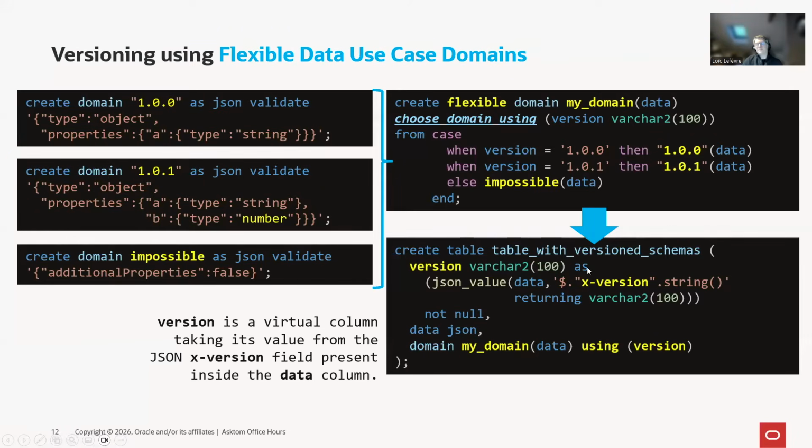You have your data that you will want to store within that table, and that's a JSON column. Within it, you will have the X-version column being added to all of your documents. And then you have this version column, which is actually a virtual column. This virtual column will be used by the flexible data use case domain to redirect to the right JSON schema to be used for validation. And because that's a virtual column, its value is basically extracted from the JSON document inserted within it.